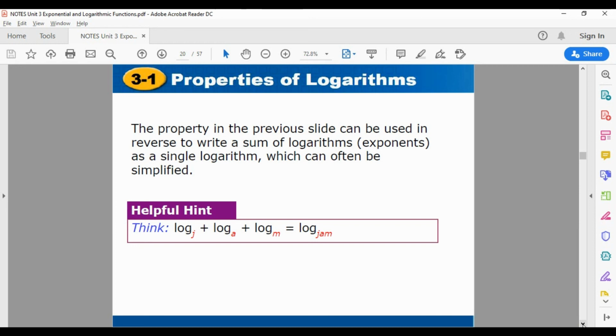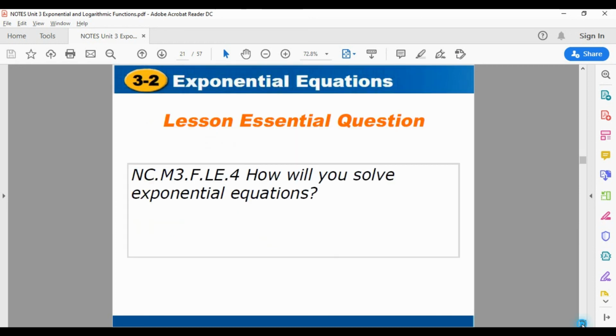Okay. In the next section, we're going to be looking at how we can solve exponential equations using logarithms.